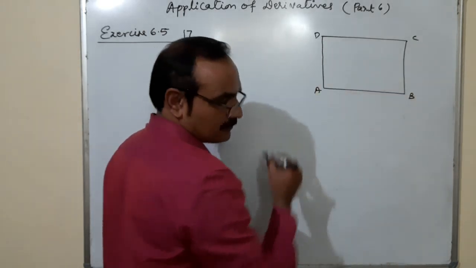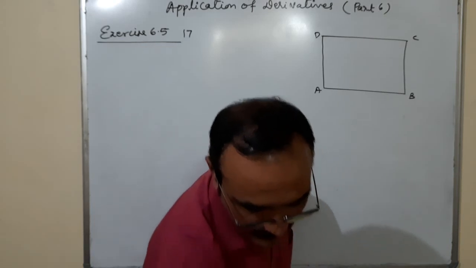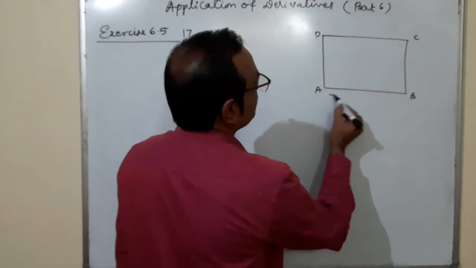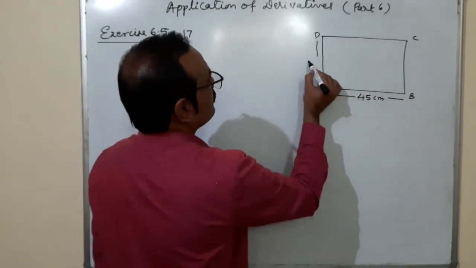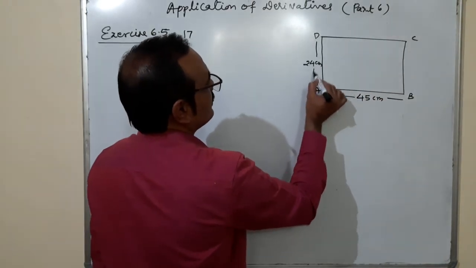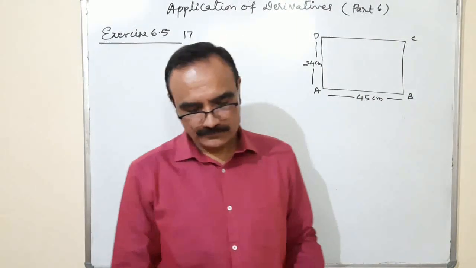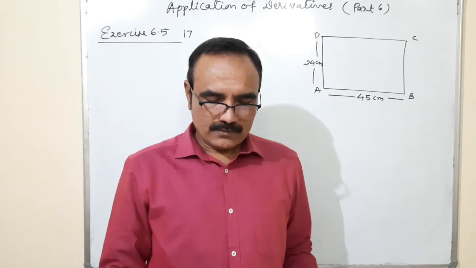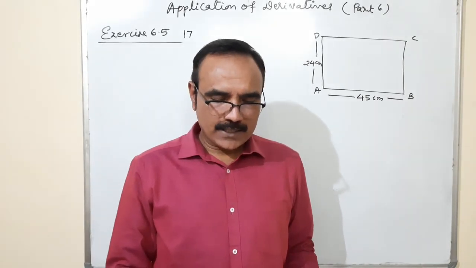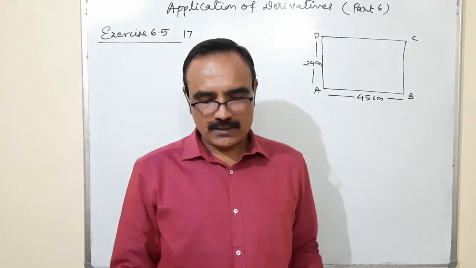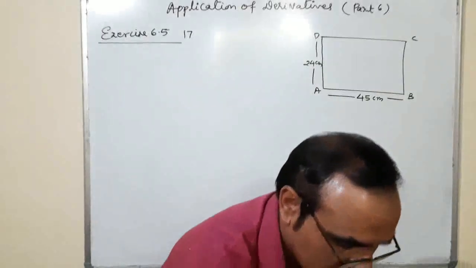Rectangular sheet which is 45 cm by 24 cm. Is it okay? This is a rectangular sheet, to be made into a box without top by cutting off squares from each corner and folding up the flaps. Which type of situation is that?